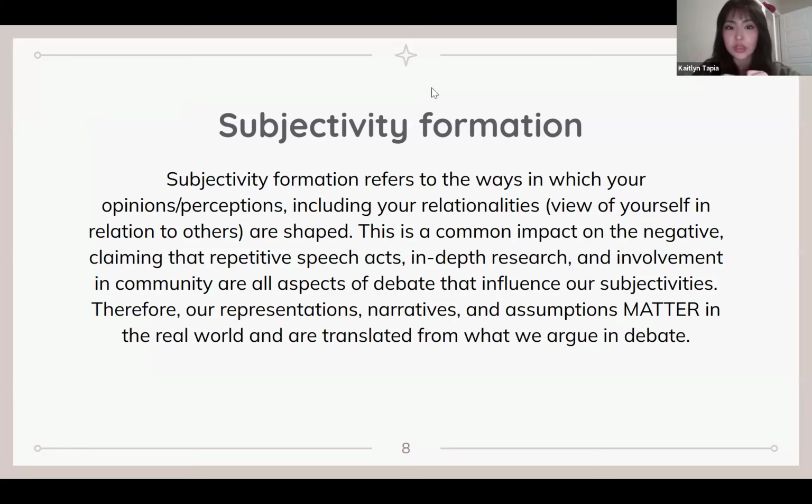and your thoughts and beliefs, which includes your relationalities, which is how you relate to other people and how you see yourself and your own social location within the world, how all of these things are shaped by debate and our speech acts and the practice of in-depth research over a long period of time, as well as involvement within the debate community. These are all activities that presumably shape our subjectivities, right?